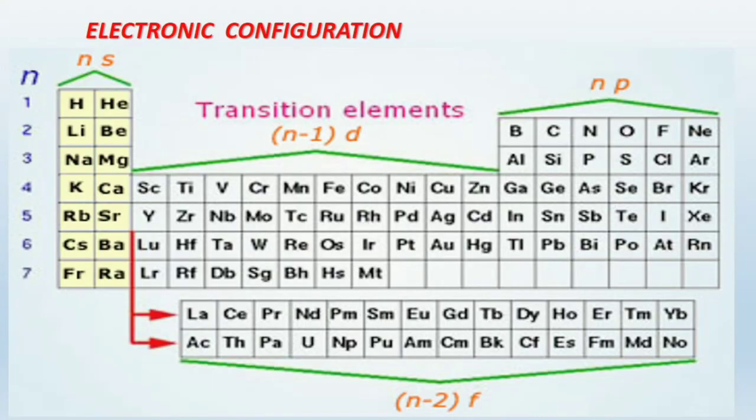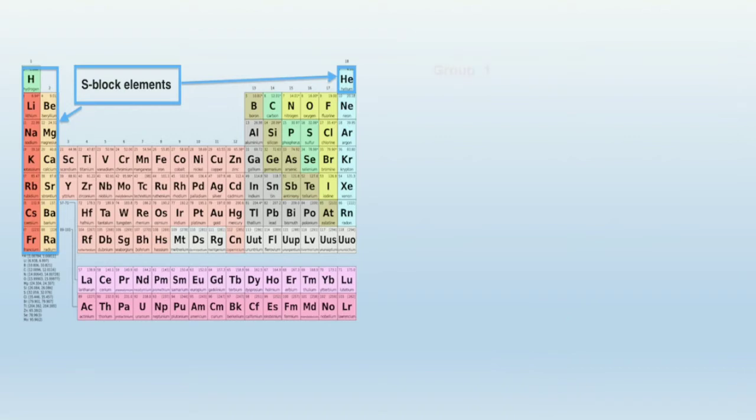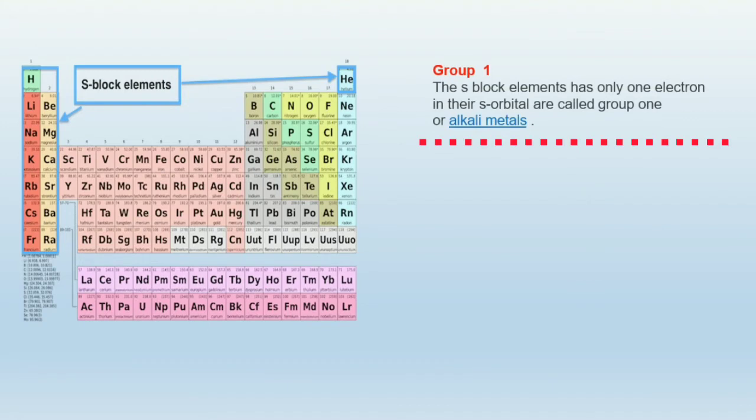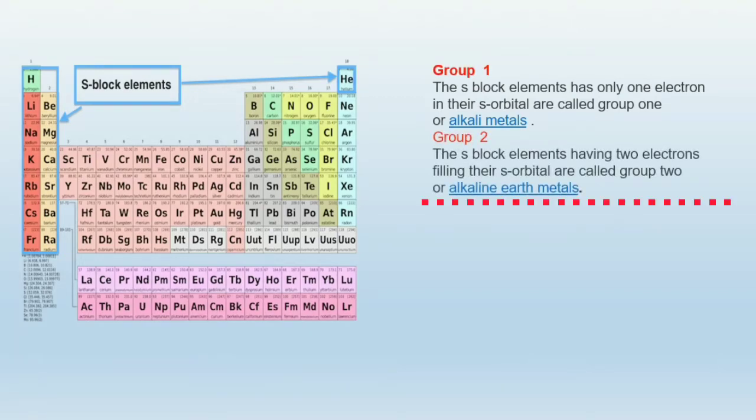So now coming to electronic configuration. For S block, ns. For P block, np. For D block, (n-1)d. And for F block, (n-2)f. The S block elements cover 2 groups. In group 1, the S block elements have only 1 electron in their s orbital. That is called group 1, the alkali metals. And coming to group 2, the S block elements having 2 electrons filling their s orbital are called group 2, the alkaline earth metals.